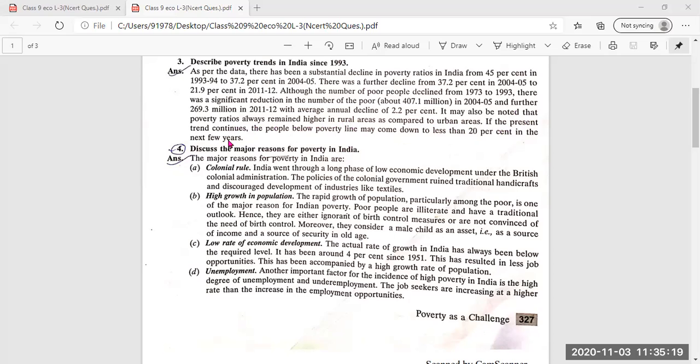If the present trend continues, the people below the poverty line may come down to less than 20% in the next few years. If the standard, the minimum substantial level, is increased, meaning if each and every person gets proper food, education, health facilities and all, then definitely we can say that the poverty ratio in India will decrease.